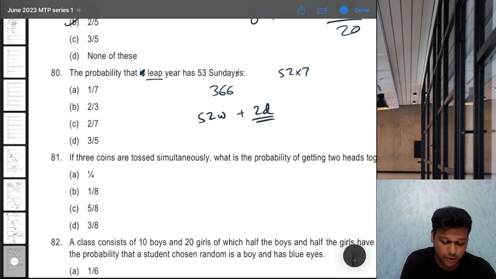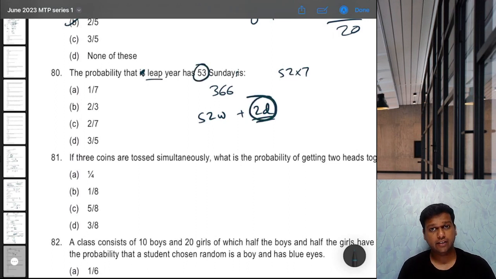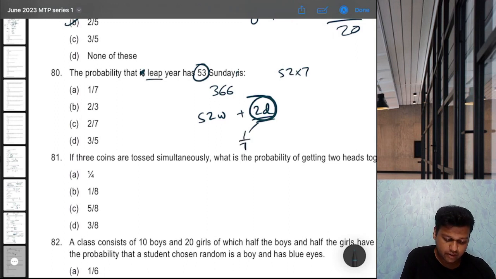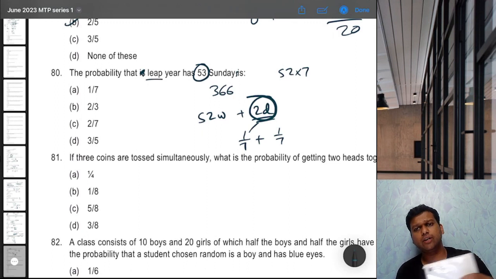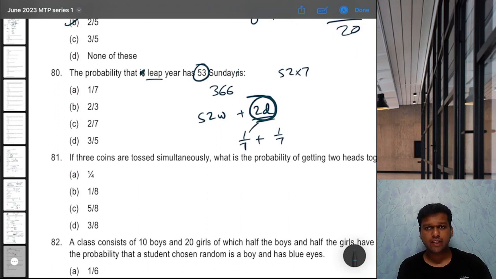Now, when can you have 53 Sundays? If that Sunday is in these extra 2 days, then we can have 53 Sundays. What is the probability that Sunday will be in those extra 2 days? That means Sunday either has to be on that first day, day 1, probability of that is 1 by 7, or it has to be on second day, again 1 by 7. And this is very important: or is plus, and and is multiplied by. So first day or second day, 1 by 7 plus 1 by 7, so C is the correct answer.